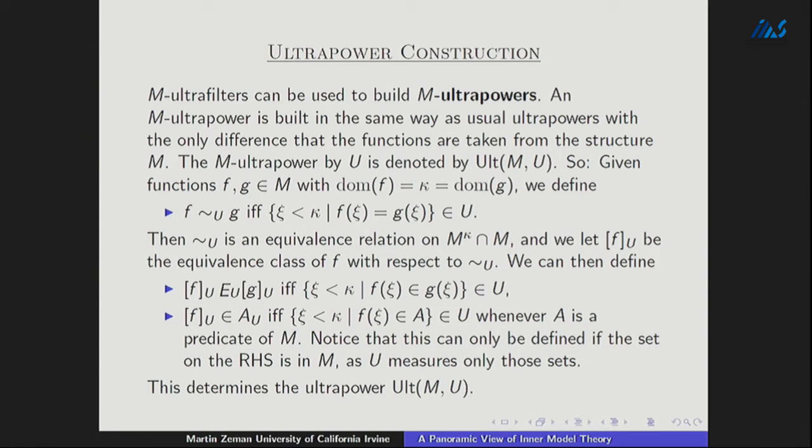But in general, it is not clear that this set is inside your structure M. So whenever we do that, we can only do it if we can make sure that this set is going to be in M, because now we are going to ask whether that set is of measure 1, and this U can only measure sets which are inside M. So once you have predicates on your structure, it's not entirely automatic that you can form an ultrapower. And this is how it is denoted in the literature.